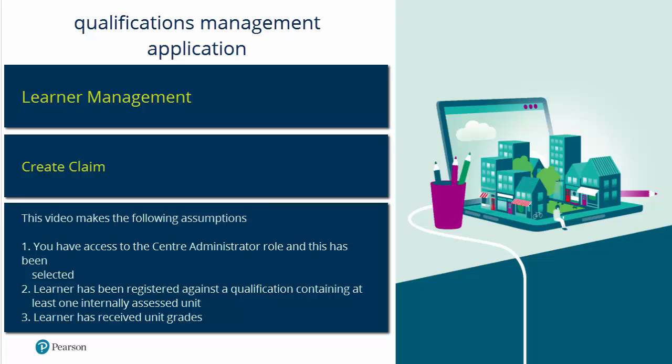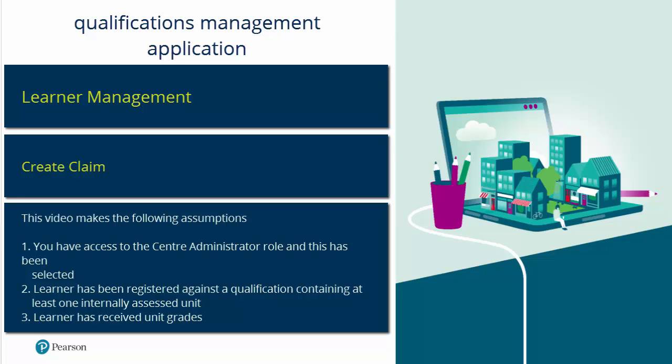Claims can be made on an individual basis, one learner at a time, or in bulk, two or more learners submitted at the same time against the same qualification and including the same units. This video provides guidance on how to do both, as well as explains the different types of claims you are able to make: full, fallback and interim.